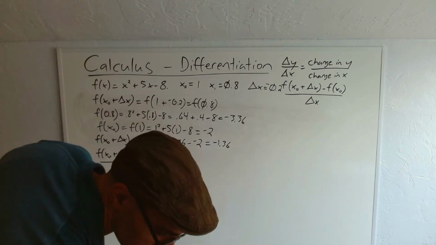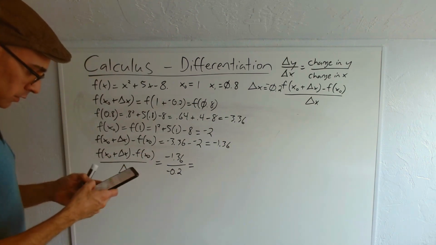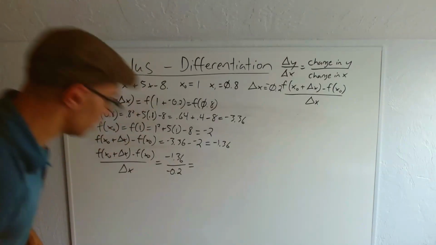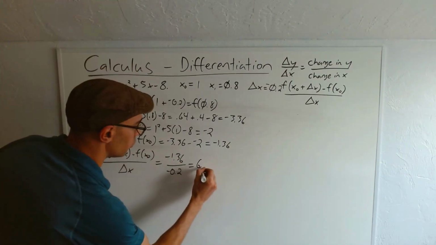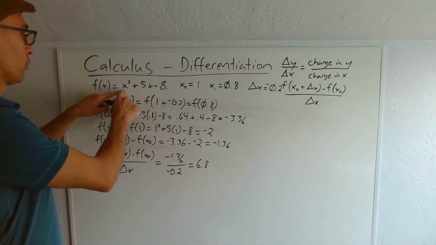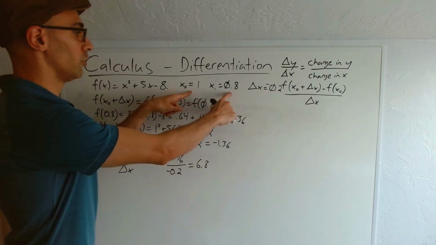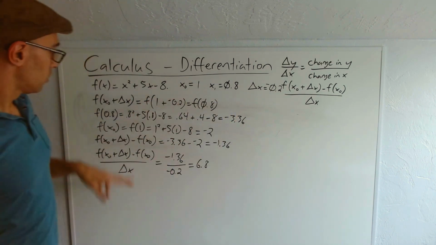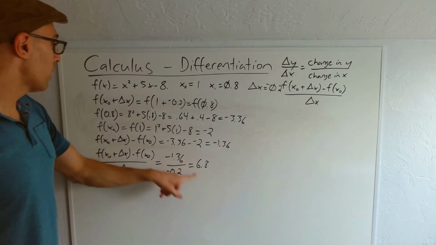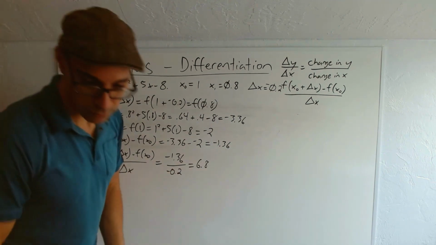And that gives us like 6.8, I think. But let me plug it in just to make sure. So 1.36 divided by 0.2, yes, is 6.8. So what we are saying is that for this given function, if we change x from 1 to 0.8, f of x changes by this much. The average amount that f of x changes on this interval is 6.8. Okay.